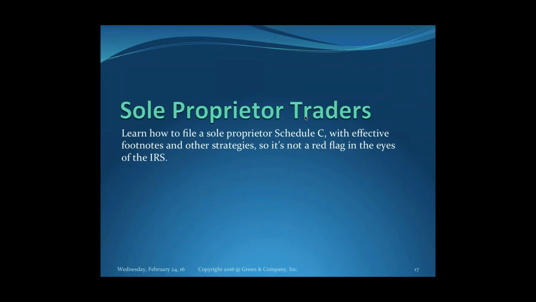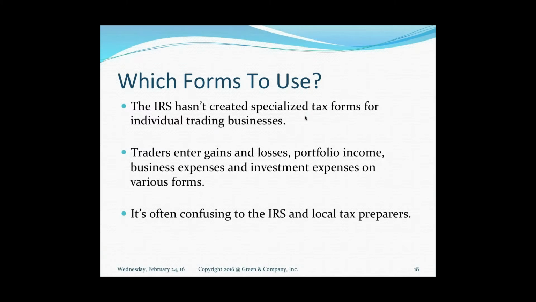Now, you're going to need a footnote. There are special strategies, and let's talk about it now. What are you going to do? Well, you're a sole proprietor trader, and you need to learn how to file a sole proprietor Schedule C with effective footnotes and other strategies so it's not a red flag in the eyes of the IRS. Which forms to use? The IRS hasn't created specialized tax forms for an individual trading business. Traders enter gains and losses, portfolio income, business expenses, and investment expenses on various forms. It's often confusing to the IRS and local tax preparers.